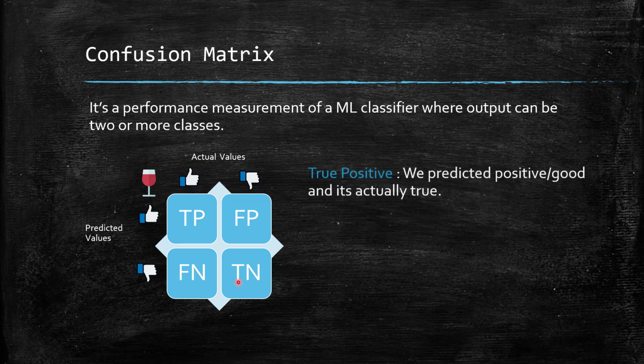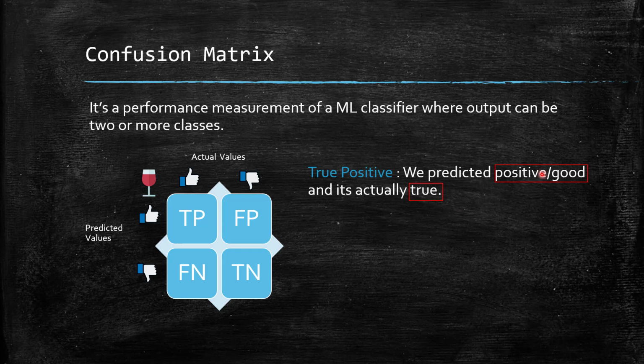Now what do you mean by true positive? True positive means we predicted that something is good, that means the wine is good, or a particular customer has some terminal illness, and it is actually true, that means when he tasted the wine it is actually good. So this is called a true positive scenario. We predicted the output and that actual output is true.